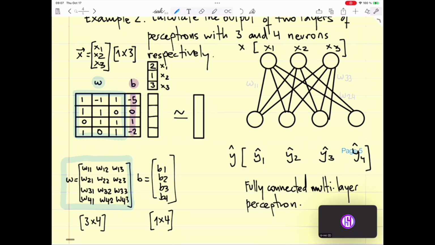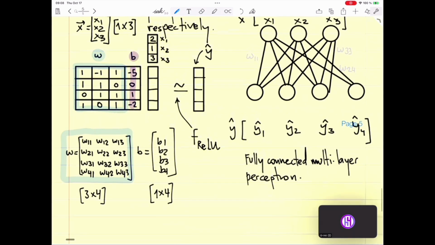So once we perform it, we apply ReLU, and we get the result we're looking for. Okay. Any questions?